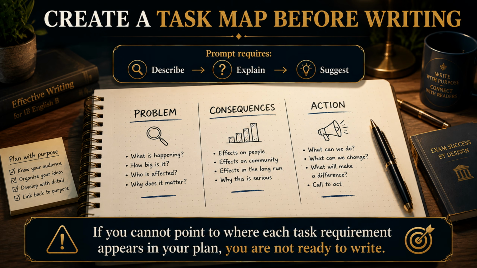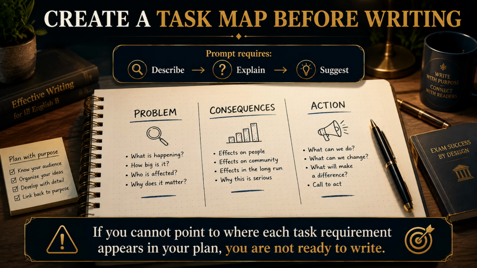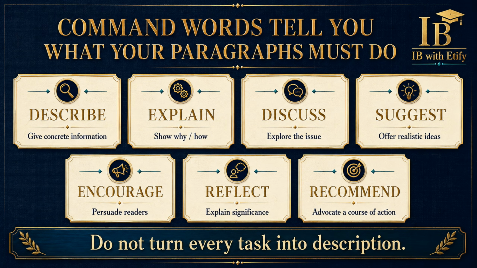IB examiner guidance is particularly important here. If a question asks for 2 major elements and a response addresses only one, the message criterion can be severely limited, even if the writing itself is fluent. So underline command words: describe, explain, discuss, evaluate, suggest, encourage, reflect, compare, recommend. These verbs tell you what the content must actually do.